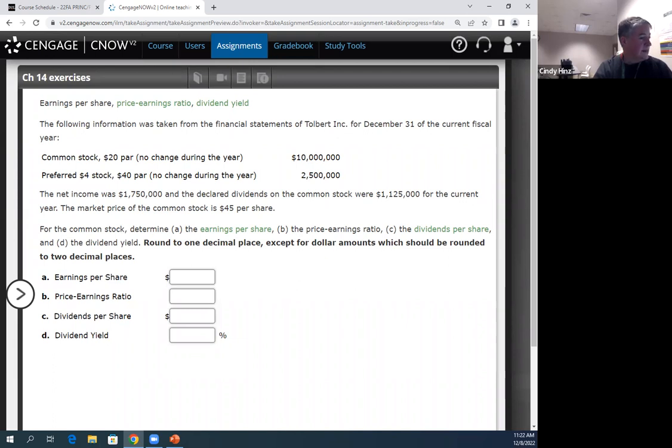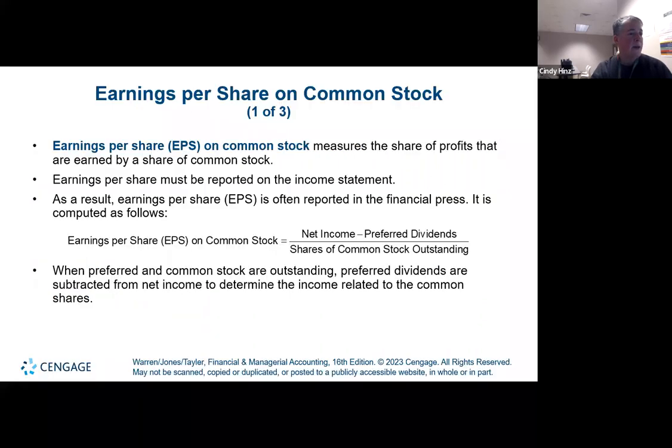Our last exercise then deals with what I referred to as the market strength information. I really question categorizing this as profitability, because it's really not profitability of the company. It's the returns for investors. But these are very important calculations, especially if you are an investor, that's really where these are going to be important.